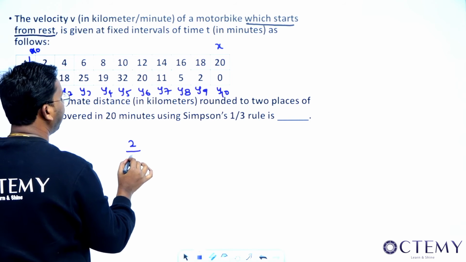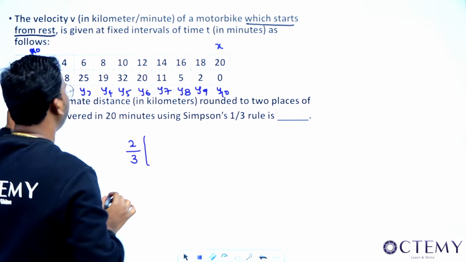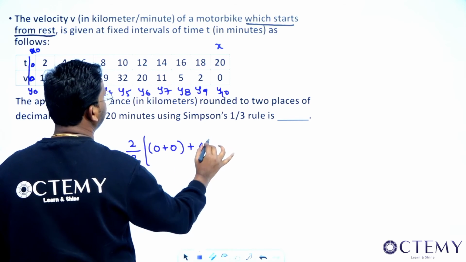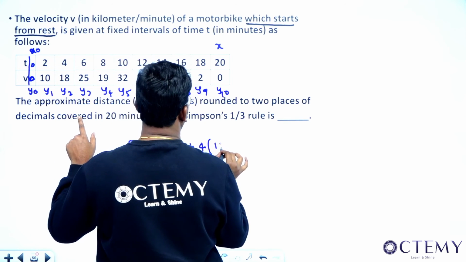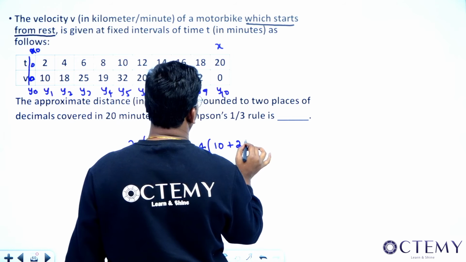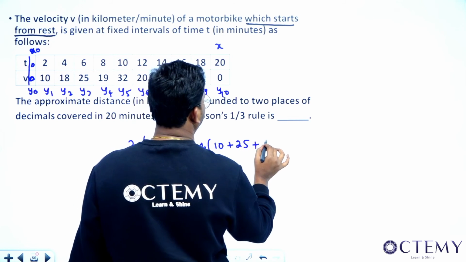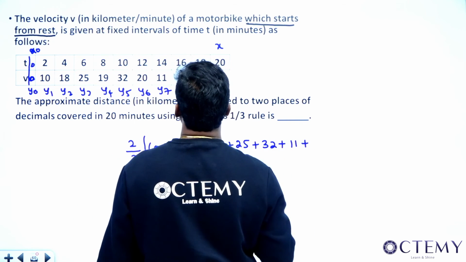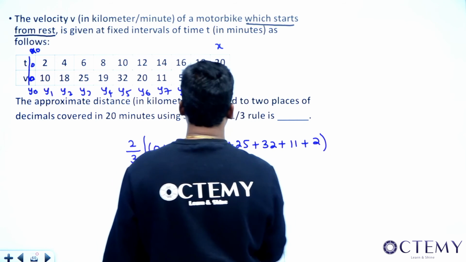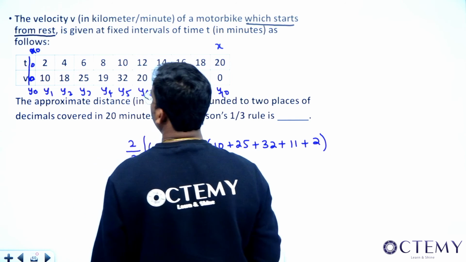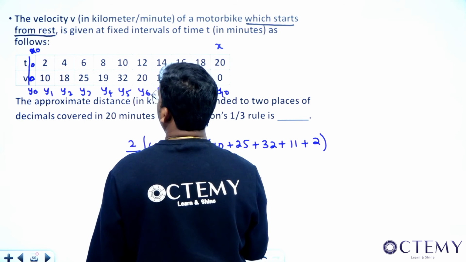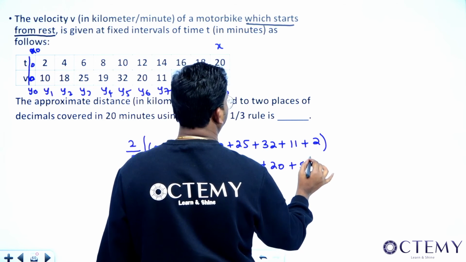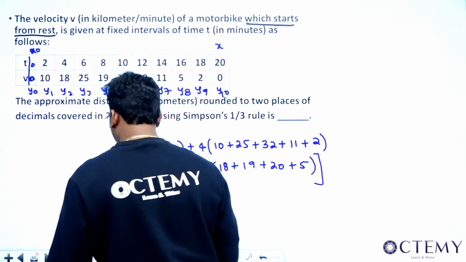2 divided by 3 into first one is 0 plus the last one is also 0 plus 4 times odd numbers. These are what, the odd numbers? y1 is 10 plus y3 is 25 plus y5 is 32 plus y7 is 11 plus y9 is 2, plus 2 times even numbers. What are the even numbers, sir? y2 is 18 plus y4 is 19, y6 is 20, y8 is 5. If you substitute this, see, sir, what are you going to get?